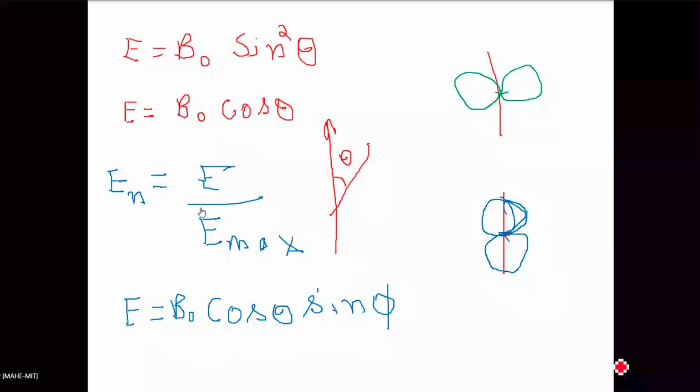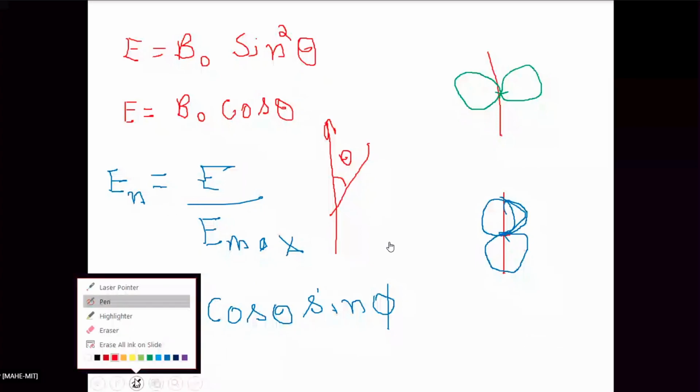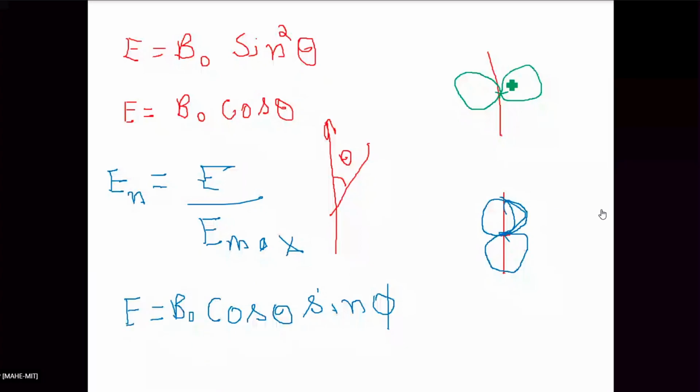Yes, sir. Now let us say the electric field is given as B naught sin squared theta. So what will be the plot? Sin squared theta is sin theta into sin theta. So this will be more directional. That means it will be like this. Do you get it? Sin theta into sin theta when you multiply, it will be more directional.